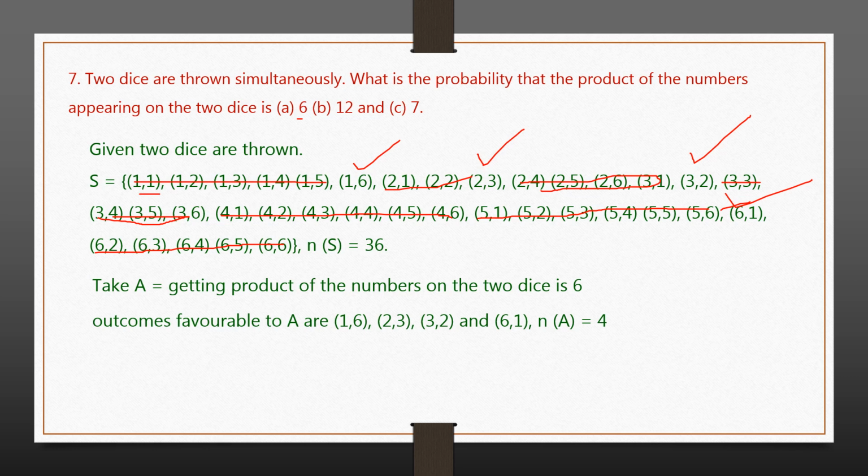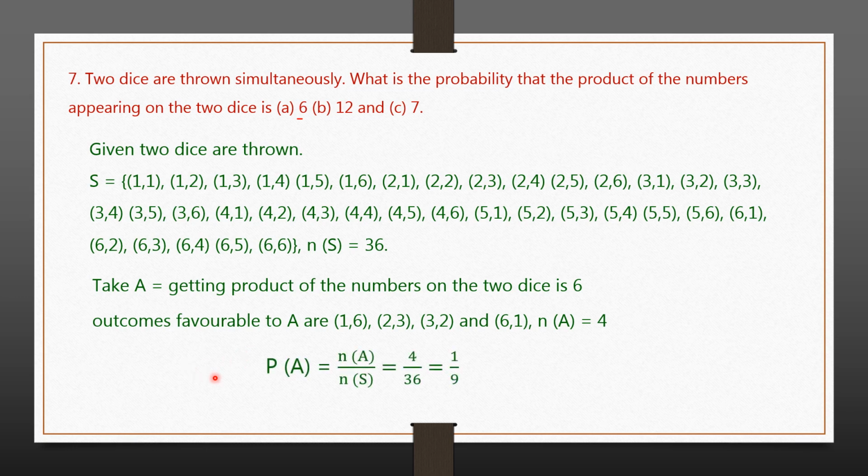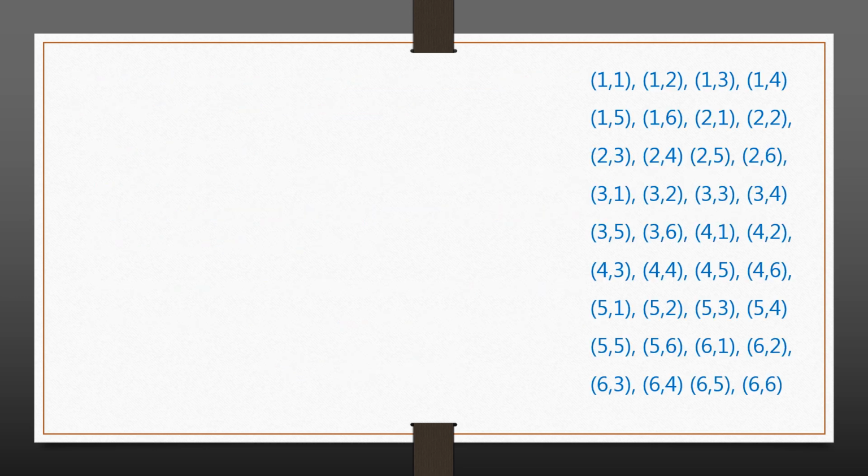Like this we can identify the favorable outcomes to A. Therefore, the favorable outcomes here I got are 1 6, 2 3, 3 2 and 6 1. Total 4 outcomes for A. Therefore, n of A is equal to 4. Now, P of A is n of A by n of S, that is 4 by 36, which is 1 by 9. Similarly, we will find the probability of the next two events.